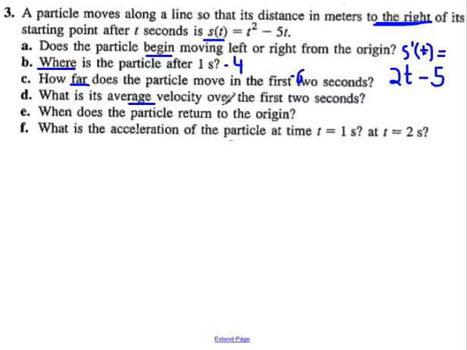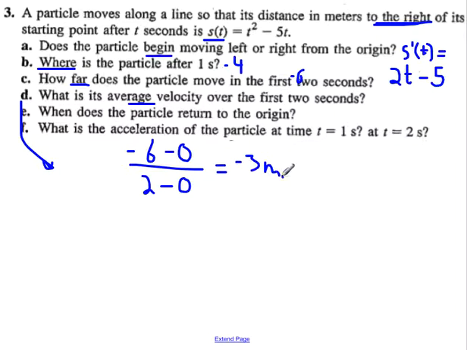D, what is the average velocity over the first 2 seconds? And again, for average velocity, we're not really using our velocity equation. We're going back to x2 and y2 and x1 and y1, right? If our average velocity, we're just talking about slope. So we have x2 is 2 after 2 seconds. x1 is 0. That's the starting place. Plug in a 0 to get your y1. Well, that's just 0. Plug in a 2 to get your y2. And we already said that was negative 6. So we get negative 3, right? Negative 3 meters per second is going to be our average velocity over the first 2 seconds.